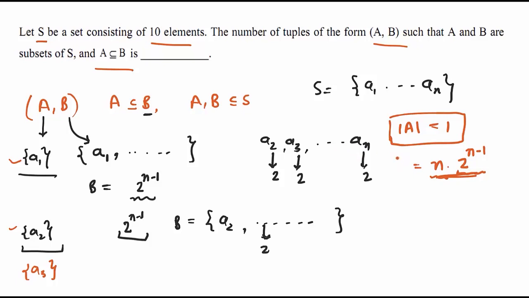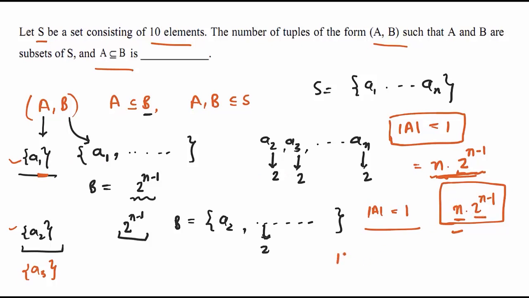So what we need to do? See, if cardinality of A is 1, then the answer could have been n into 2 power n minus 1. If they ask us that cardinality of A is fixed, that is 1, then this is the answer. Total such pairs A comma B is n into 2 power n minus 1. Why? Because there are n possibilities for A, and for every possibility of A, we have 2 power n minus 1 possibilities for B, right?